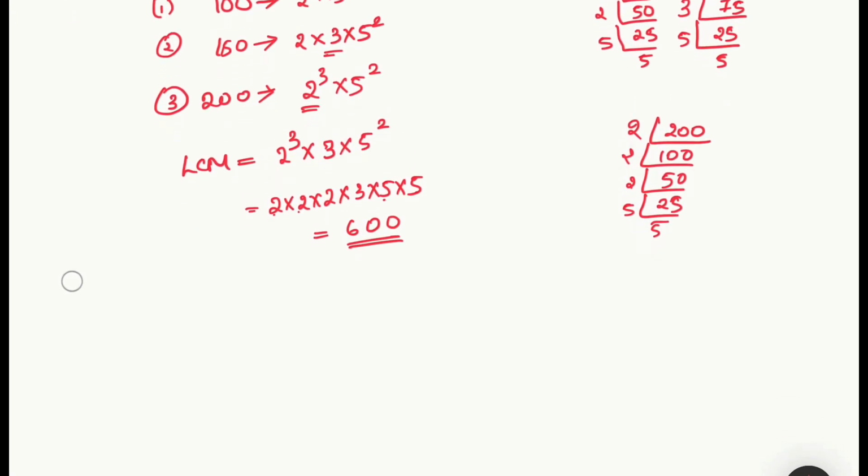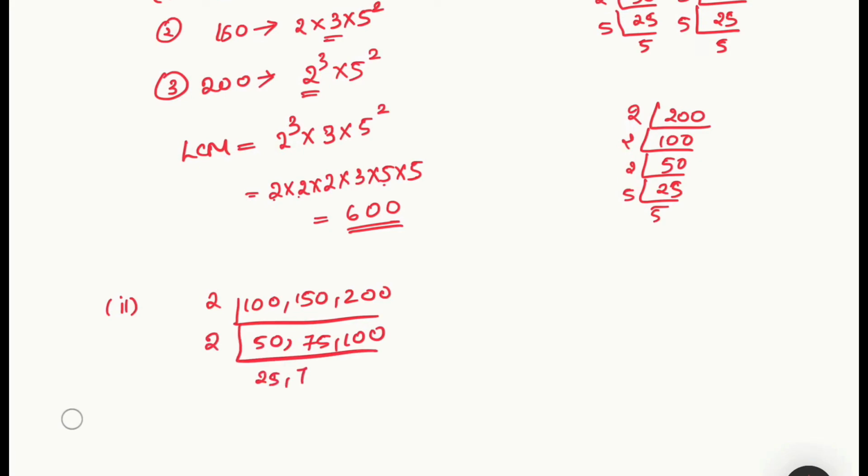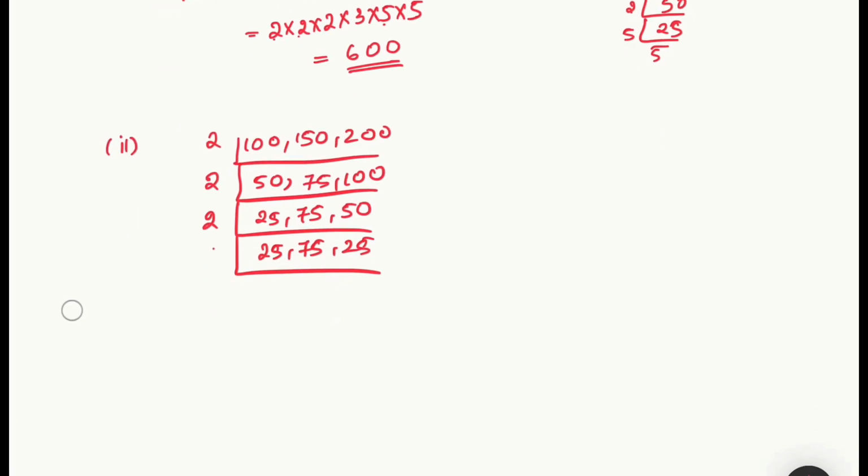Now let me do the next method also. Second method, common division method. 100, 150, 200, 2, 50, 75, 100, 2, 25, 75. I cannot divide 75, I'll leave it like that. 50, again 2, 25, 75, 25. Now next, 5. 5 goes 5 times, 5 goes 15 times, 5 times. So again 5. 1, 3, 1.